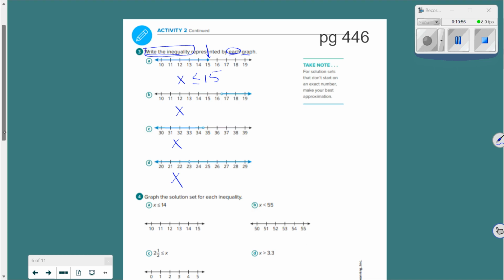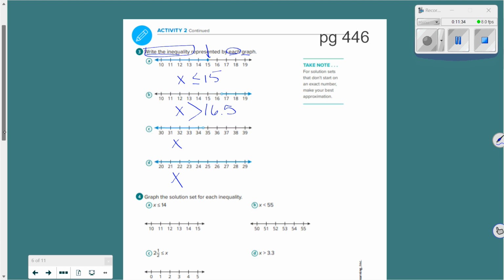On B, what number are we starting with? 16.5. So that's where our circle is. Now, is our circle open or closed? Open, which means it cannot equal 16 and a half. However, can it be less than 16 and a half? No. Can it be more than 16 and a half? So x is greater than 16 and a half.